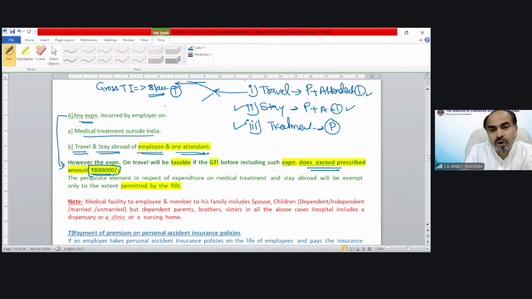And if gross total income does not exceed 8 lakh, then travel, stay, treatment, all three expenditures will remain exempted. But if GTI exceeds 8 lakh, then travel expenditure is going to be taxed. Stay and treatment expenditure will still remain exempt. So in the question, you need to see that if the GTI exceeds 8 lakh, in that situation, the travel expenditure you need to add back. Let me show you how.